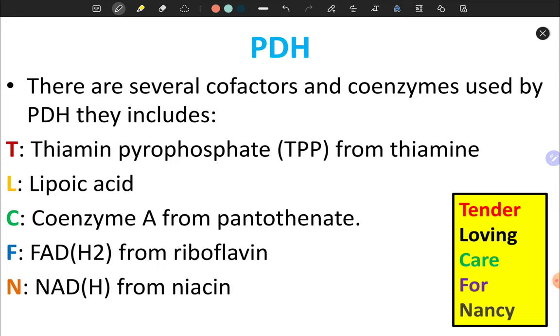That's why you have to remember what PDH needs in order to work: these TLCFN. We abbreviate it as Tender Loving Care For Nancy. This is the first of three Tender Loving Care for Nancy enzymes in your body.